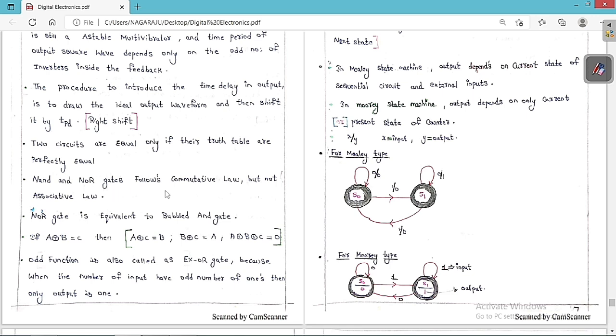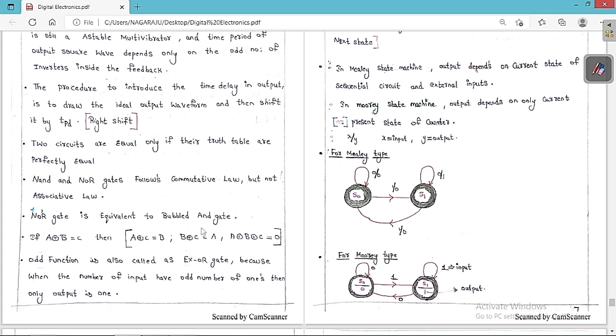NAND gate and NOR gate always follow the commutative law but not the associative law. I already told you that the basic gates, NOT gate, AND gate, OR gate, always satisfy the commutative law and also the associative law, whereas NAND gate and NOR gate, which are universal gates, only satisfy the commutative law but not the associative law.